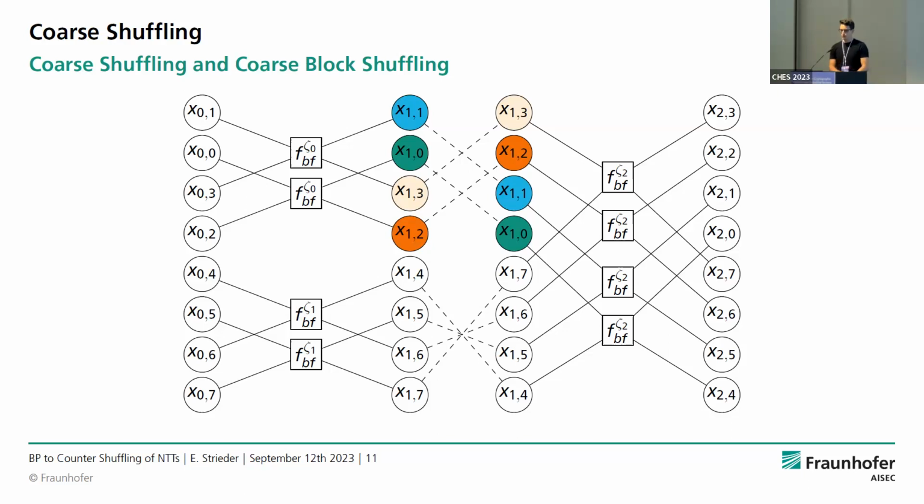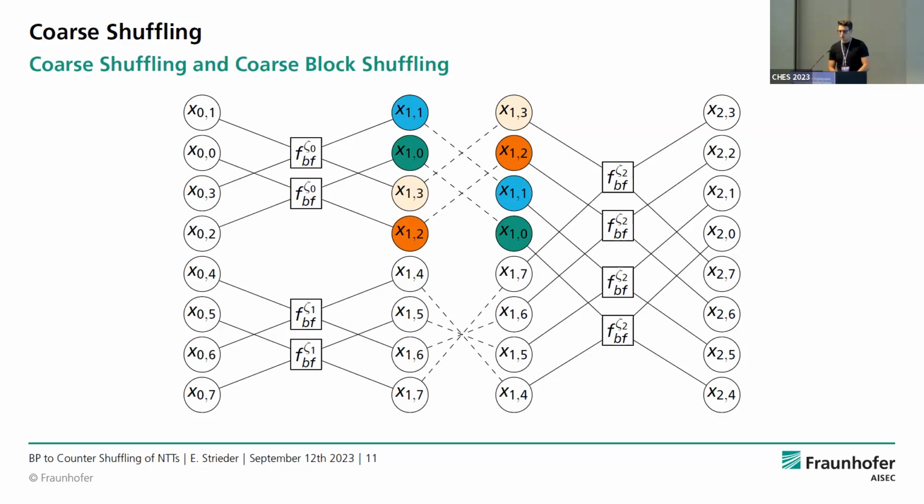And we argue in our paper that if you can observe the intermediate values, for example, the load operation of an intermediate value, you can also observe the load operation of a twiddle factor, and therefore you can go easily from coarse shuffling, where the butterfly is shuffled all over the place, to coarse block shuffling by rearranging the measurements you take.